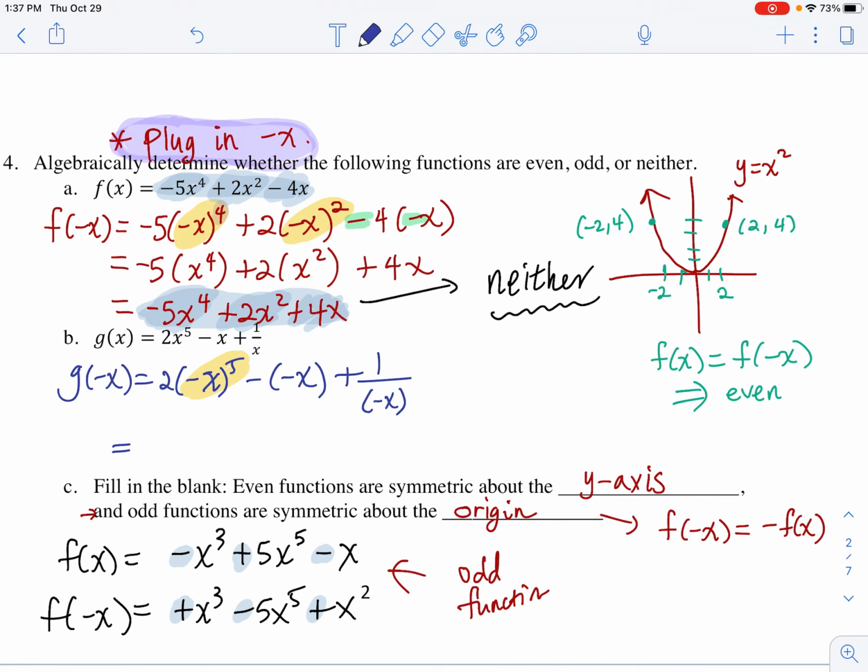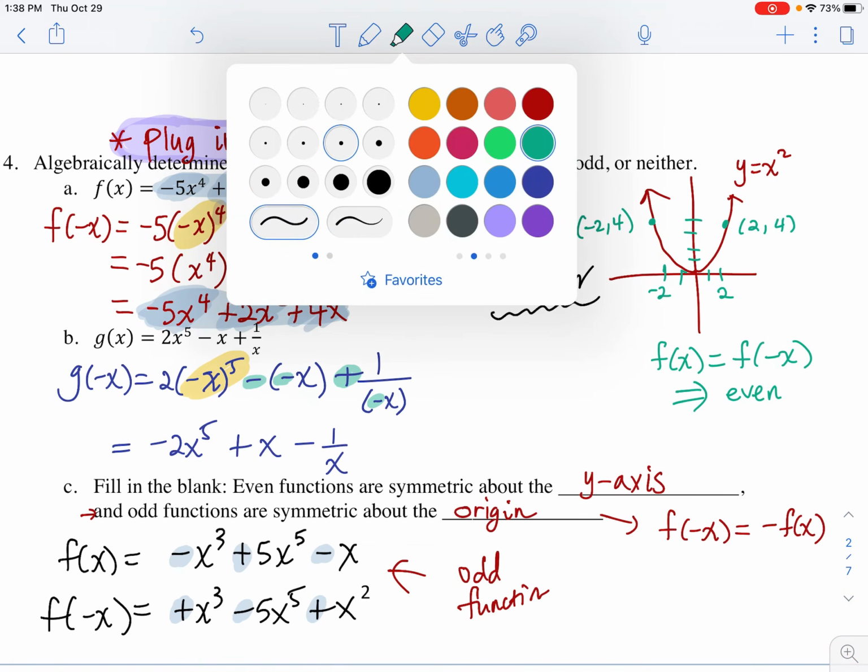Why? Because 5 is an odd number. Whenever you have these odd powers, the negative x will stay negative. So I'm going to get negative 2x to the 5th power. Look at this, the signs: negative, negative. They will turn into positive x. Now, look. You have a positive and negative. What's that going to be? Positive times negative is negative. So I can write the last one as minus 1 over x.